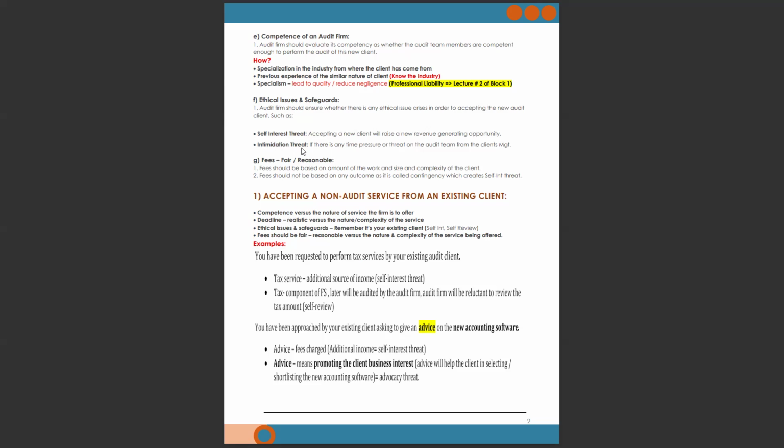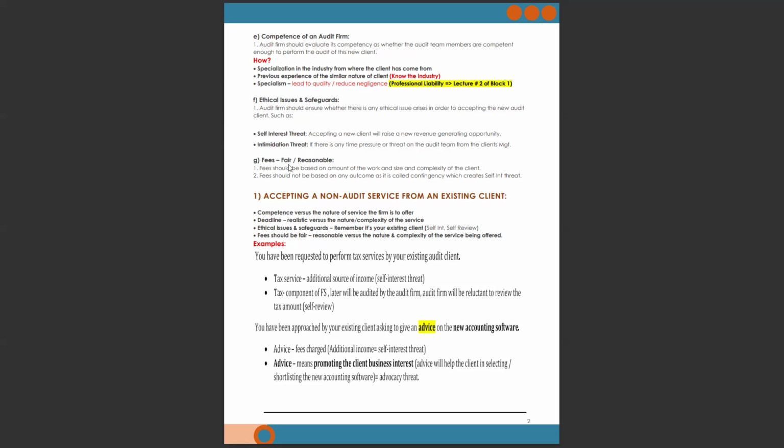Also, there is an intimidation threat. What if there is any time pressure or threat on the audit team from the client's management? If the management puts pressure on the audit team members to perform this work in a short period of time, it means there is time pressure, which can result in an intimidation threat.